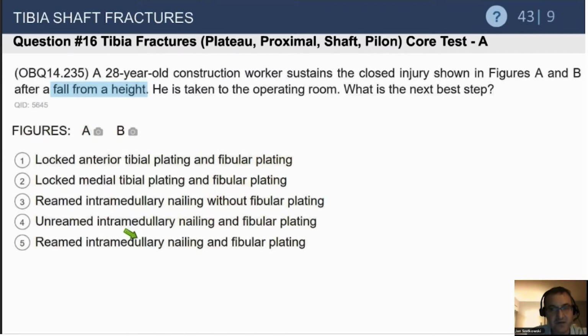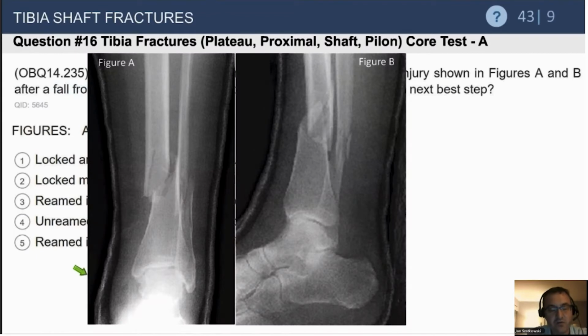So next question, a 28-year-old construction worker sustains the closed injury shown in figure A and B after a fall from height. So we're thinking possibly high energy. You want to be looking for other injuries to the spine, calcaneus, etc. He's taken to the operating room. What is the next best step? So figures A and B show distal third tibia and fibula fractures, some comminution. So we're thinking higher energy. Think about maybe associated injury to the calcaneus or to the spine.